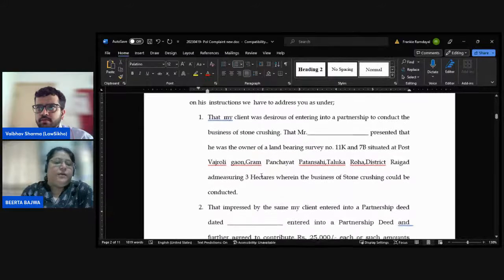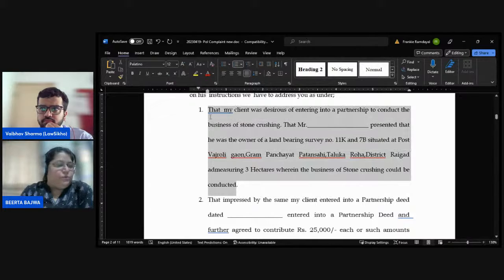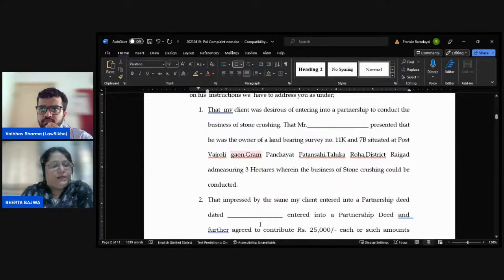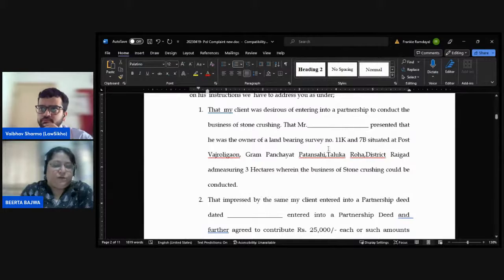Now if you go down to paragraph number one, as I said, you give a brief background as to who is the complainant, who is the accused, how you came in contact with the accused. So I have given a brief background as to how my client came in contact with the accused, what was the business which they wanted to conduct, and who is the accused. He's the owner of some land where the business of stone crushing is conducted. So I've given a brief description.